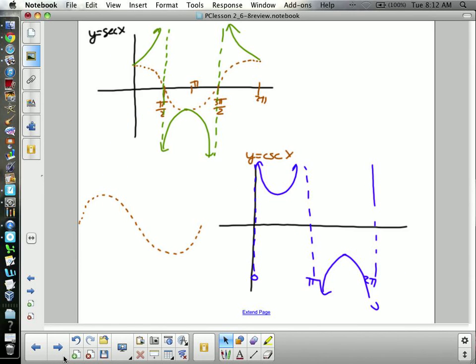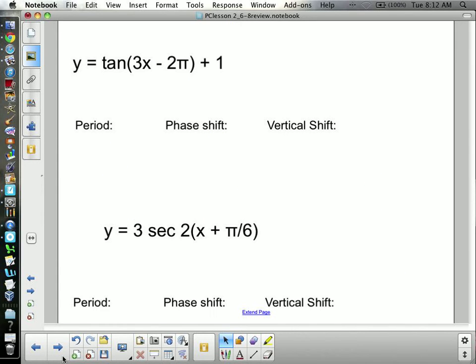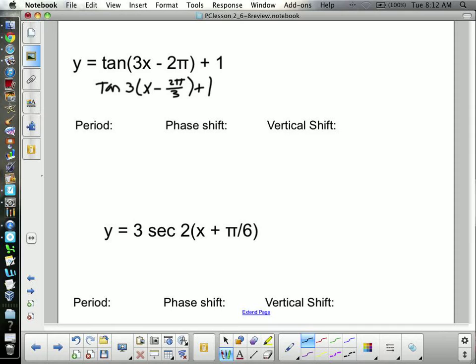What are some examples of that? All right. This is a good example. I've got a coefficient on my x, so I'm going to have to factor before I can determine things. So tangent of 3, I have to factor out that 3: x minus what? 2 pi over 3, plus 1. And if you're not sure, redistribute it and check to make sure you get what you started with.